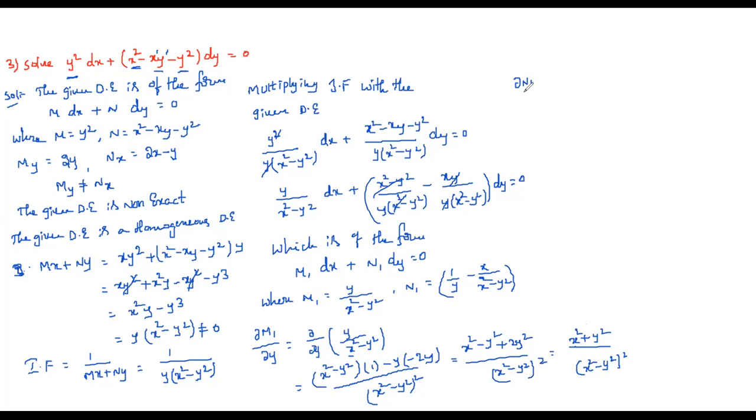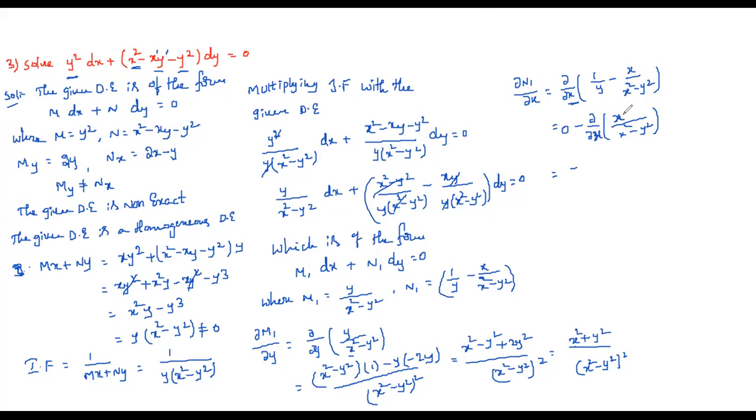Next we need to calculate dou N1 by dou x. So this is dou by dou x of N1, which is 1 by y minus x by (x square minus y square). If you see, with respect to x the first term is a constant, so 0, and the remaining is minus dou by dou x of x by (x square minus y square). Now minus of, with respect to x we are applying here.